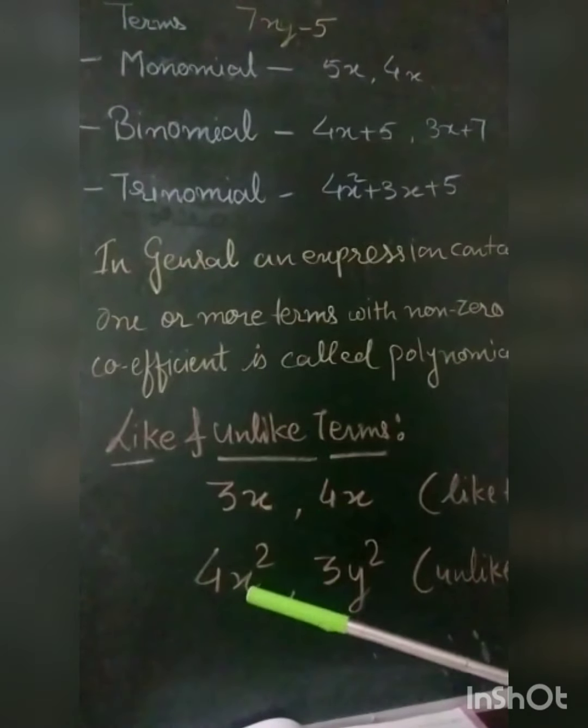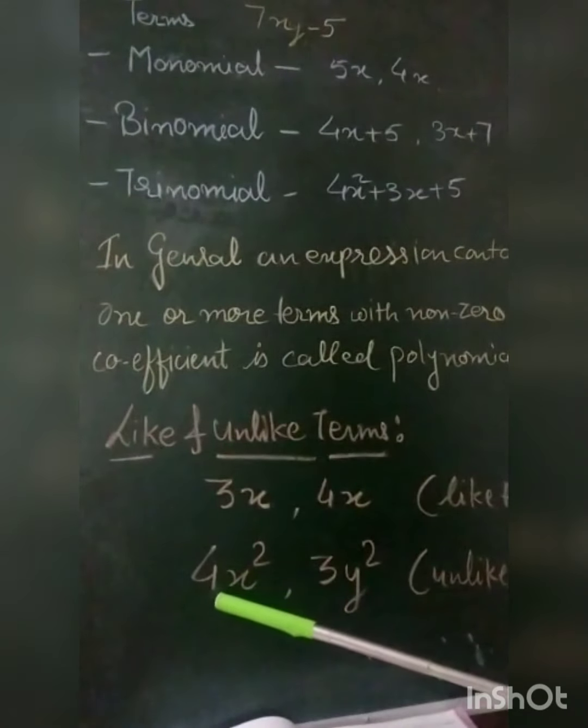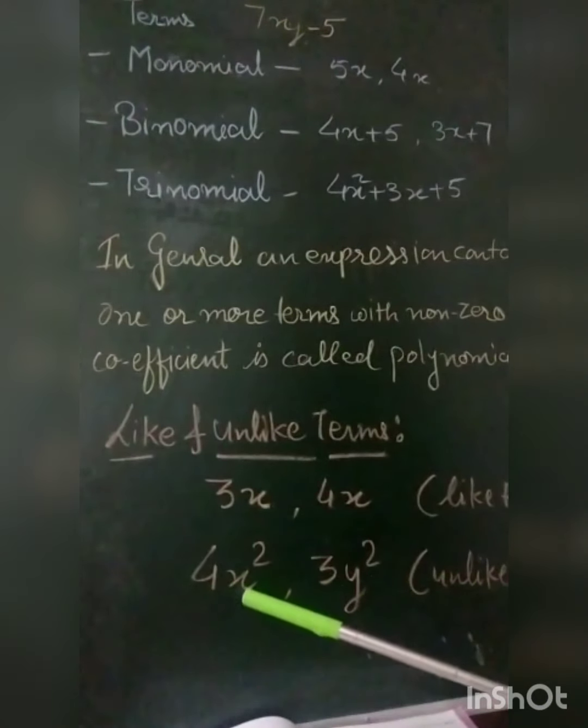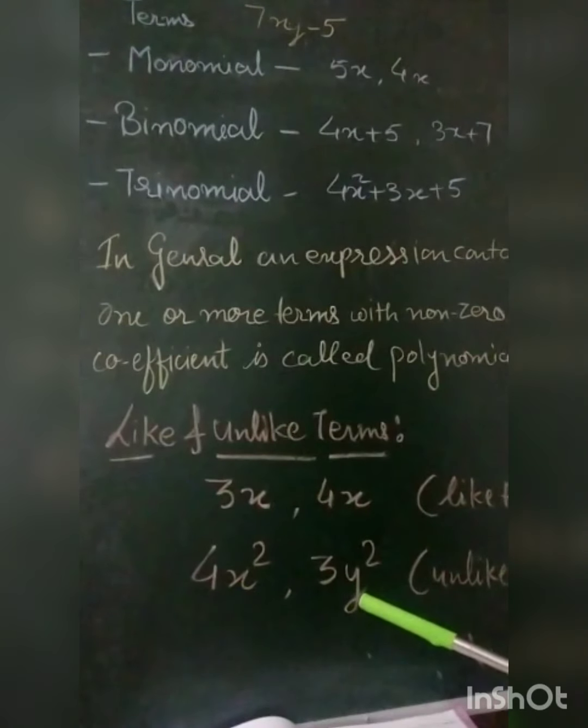We will see the unlike term. Here 4x square and 3y square, they both are unlike terms because here we are having a variable x square and here we are having a variable which is y square. So both are unlike terms.